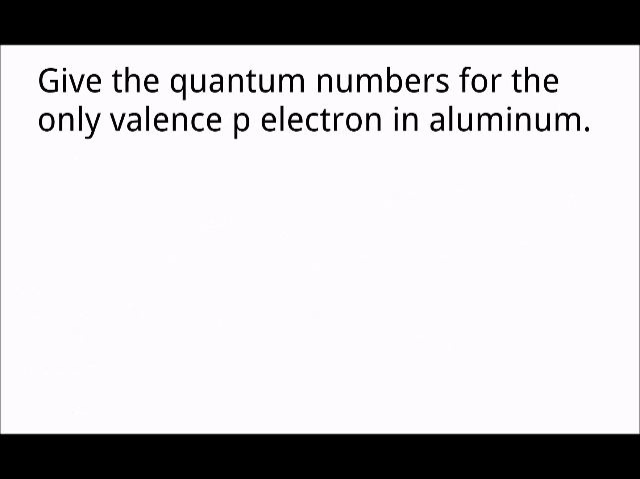So let's take a look here. I'm going to go ahead and work through this, but take a minute and pause the video and try to do this for yourself. Give the quantum numbers for the only valence p electron in aluminum. So go ahead and pause the video. I'll give you a second, and then unpause it when you're ready.